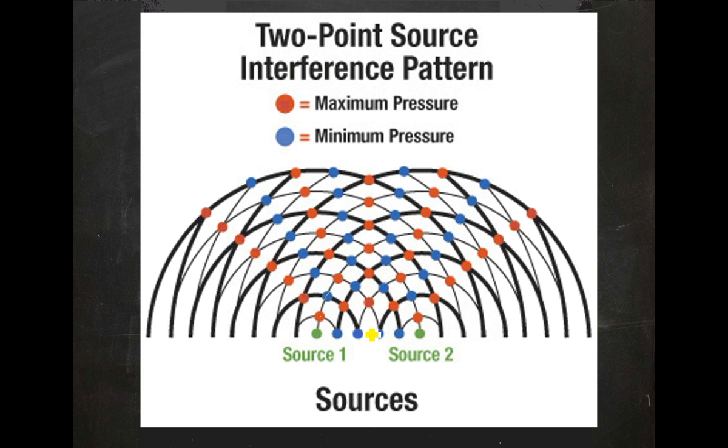On the other hand, if we look at the blue dots, this would represent destructive interference because I've got a crest and a trough from each one of those sources colliding with each other.